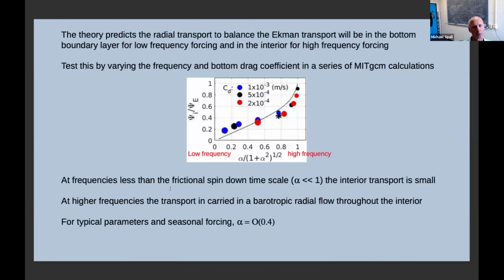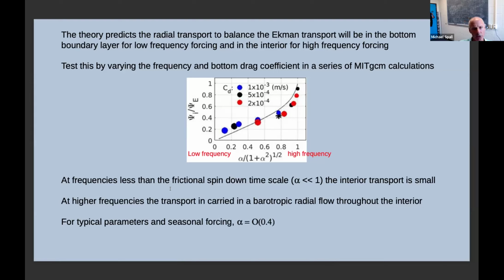So that basic relationship I can test here with an idealized version of the MITgcm. I'm not going to go into any details, but I've varied the bottom drag coefficient, and some other parameters, the Coriolis parameter and things like that. I'm plotting the diagnosed radial transport in the interior, psi sub I, scaled by the Ekman transport. Each of these symbols represents a model calculation, and this solid line is that theory that I just showed you. So there's pretty reasonable agreement.